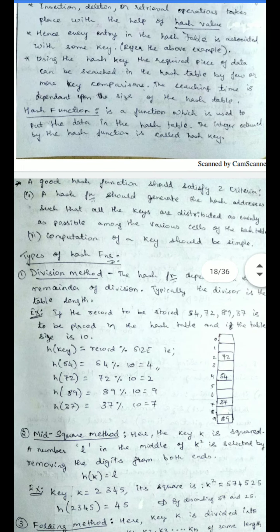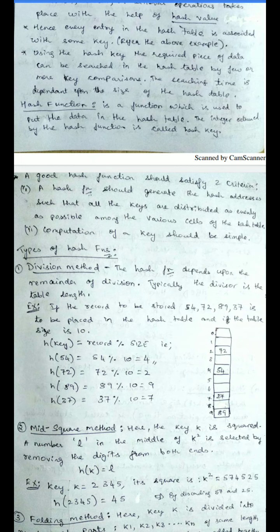Next, what are the different types of hashing functions? First is the division method. Here you take the record and divide by the size. The remainder value you get is the address location. So this method is nothing but the division method. That is the first method.